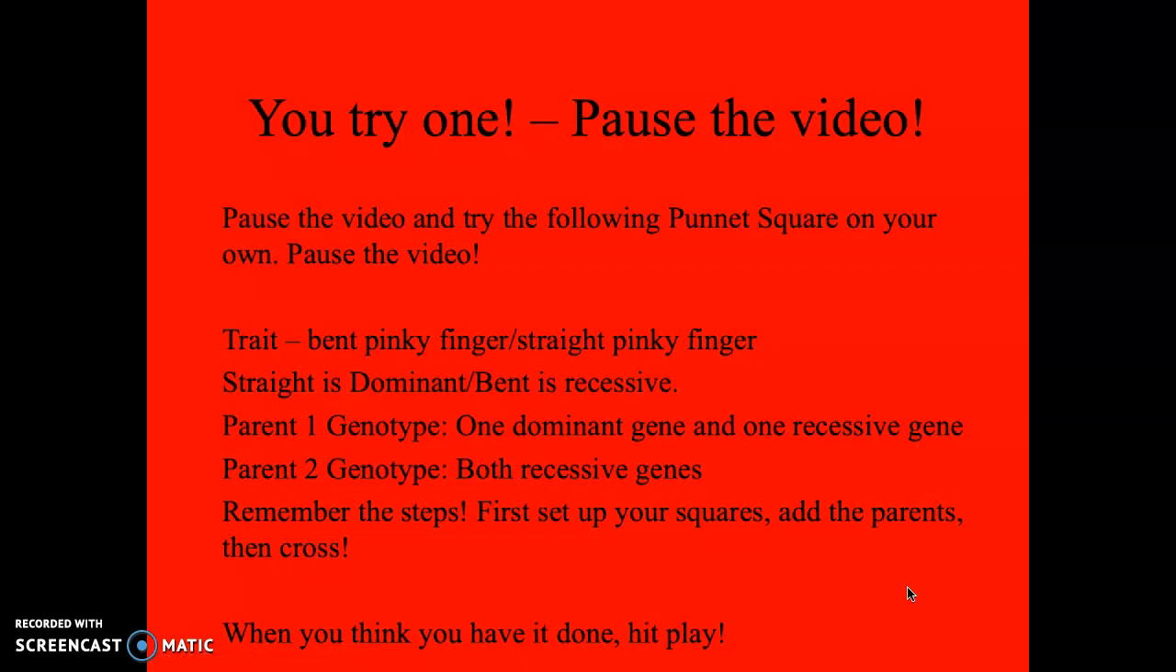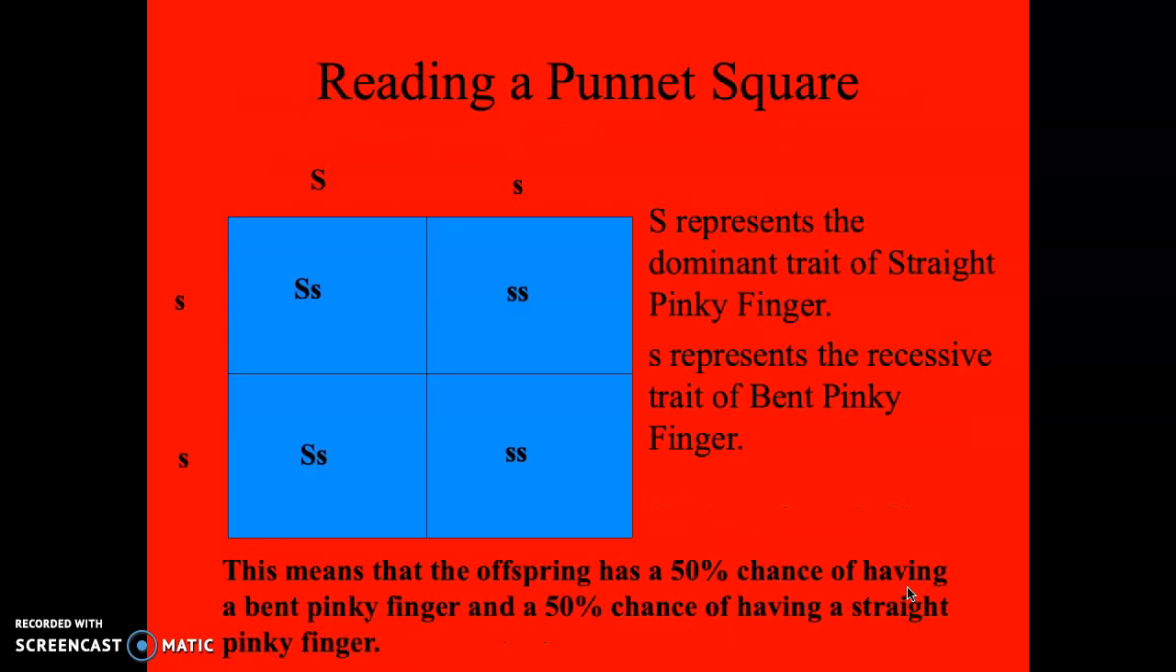Okay, now that you think you might have it done, let's go to the last slide, which has the answer. And here you will see I chose the letter S to represent the trait of pinky finger. So straight pinky finger is dominant, so that's a capital S. Bent pinky finger is recessive, so I chose a little s for that. So I set up my four squares, and then I put parent number one here. Parent number one had a dominant trait and a recessive trait. So they had a dominant and a recessive. So this is what it looks like.